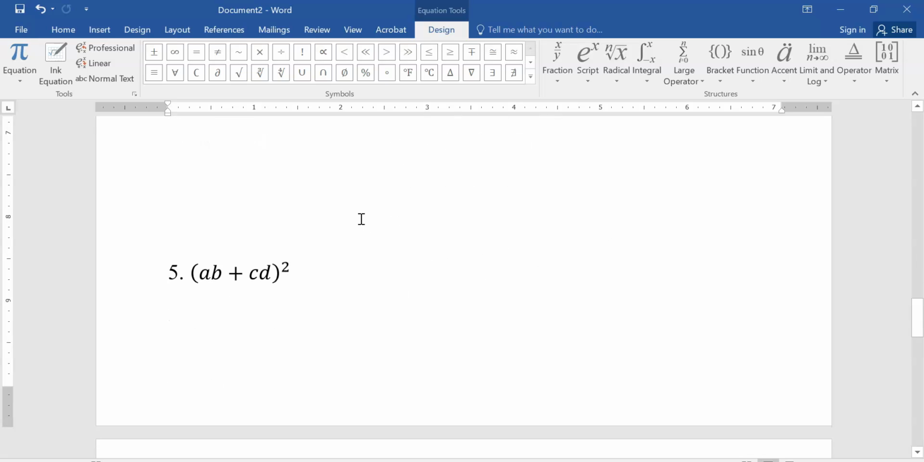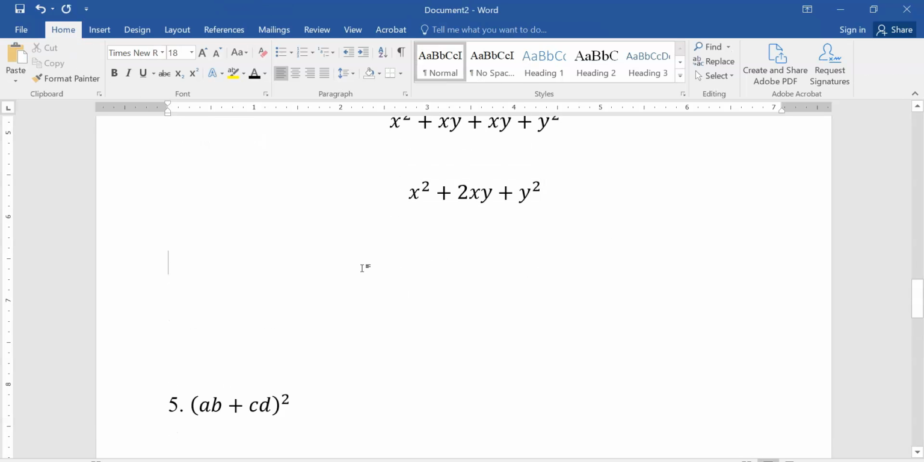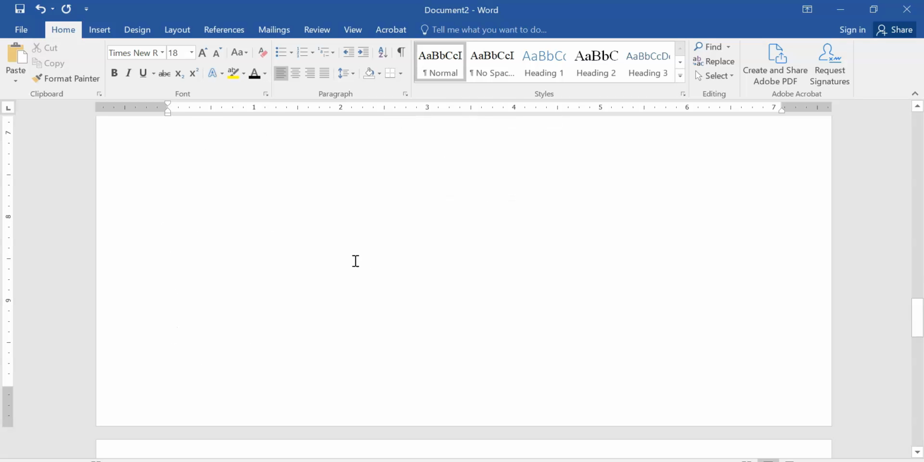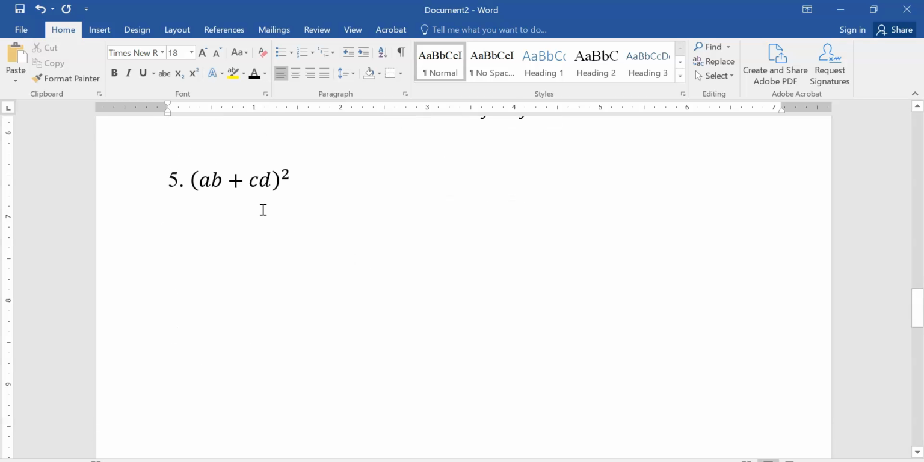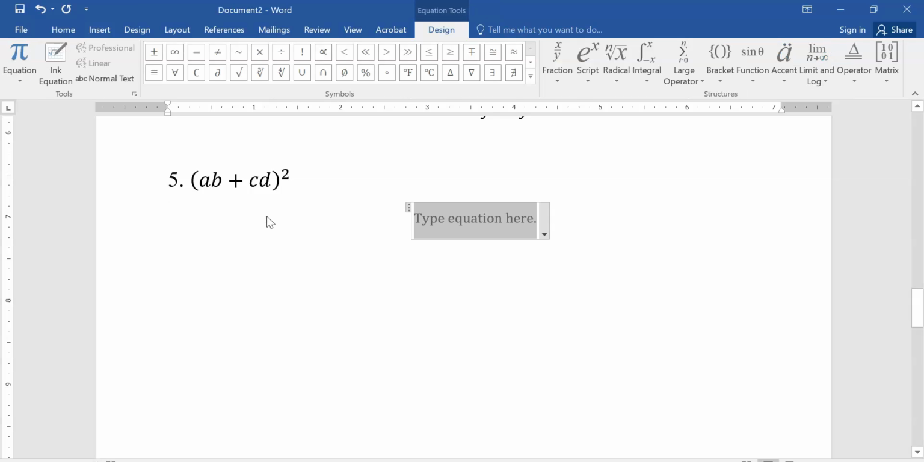Number 5, this last problem here. AB plus CD squared. So AB plus CD times another copy of AB plus CD.